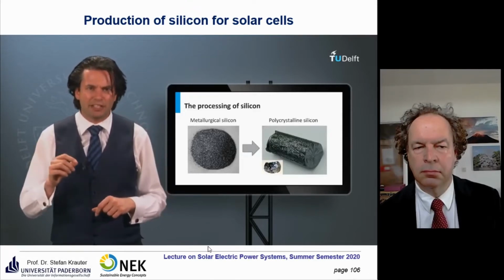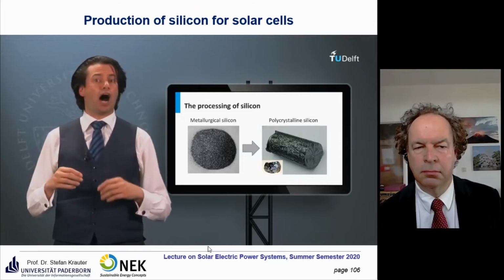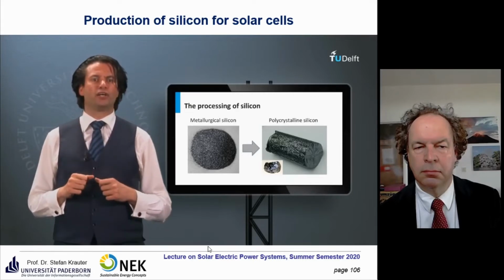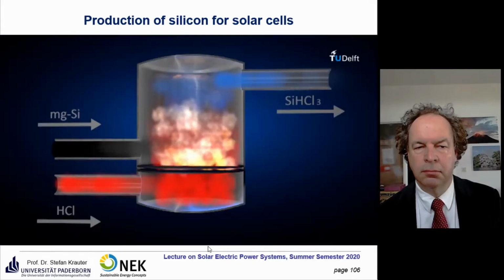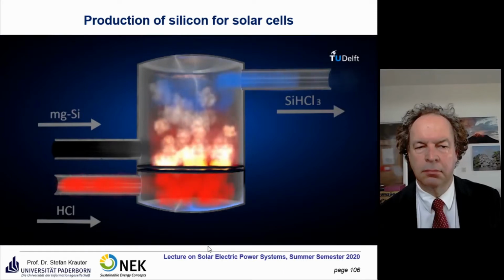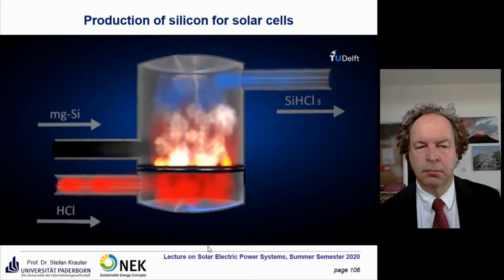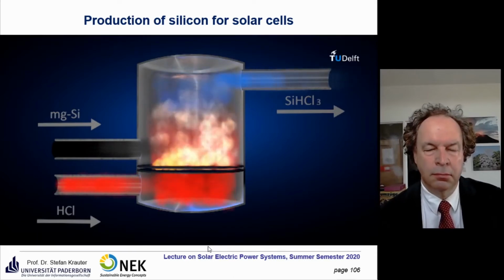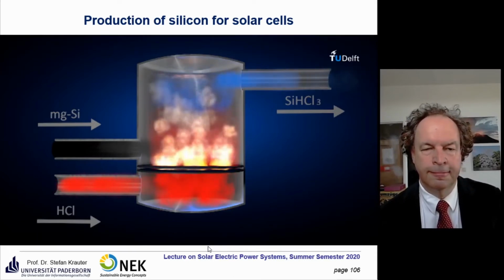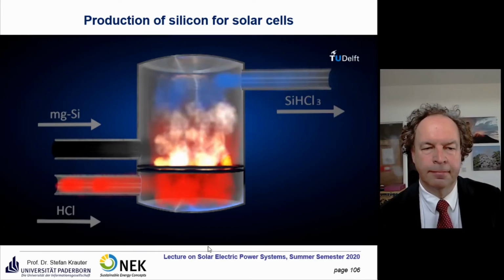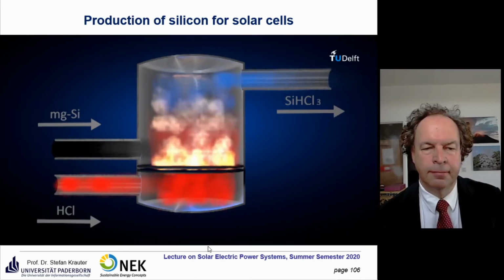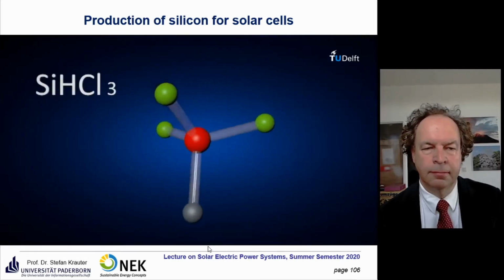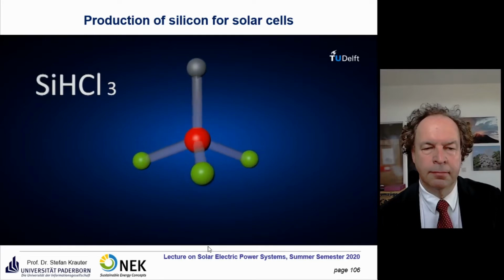In the next animation, you see how out of metallurgical silicon, rods of polysilicon are produced. The source material is powder of metallurgical silicon. The metallurgical silicon is then exposed in a reactor with hydrogen chloride at elevated temperatures in presence of a catalyst. The silicon reacts with the hydrogen chloride and starts to form trichlorosilane. This is a molecule that contains one silicon atom, 3 chlorine atoms and 1 hydrogen atom.